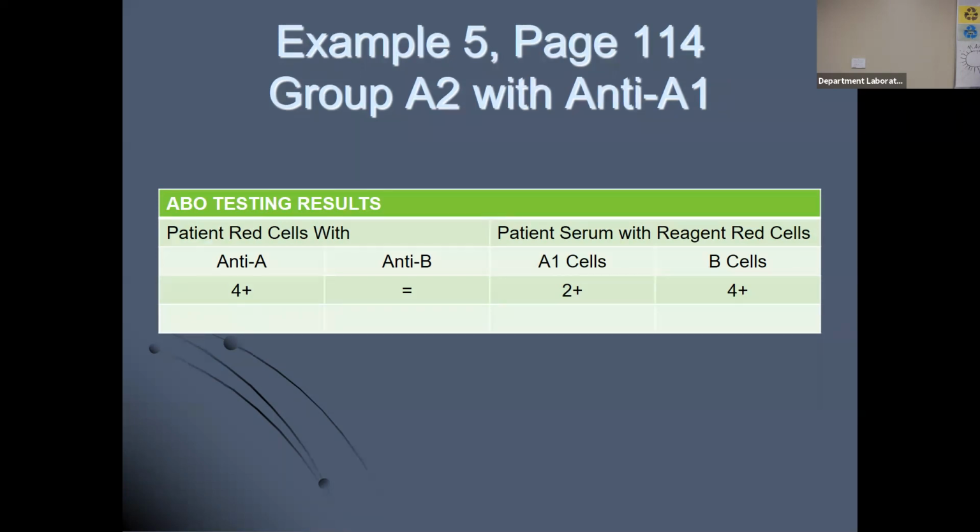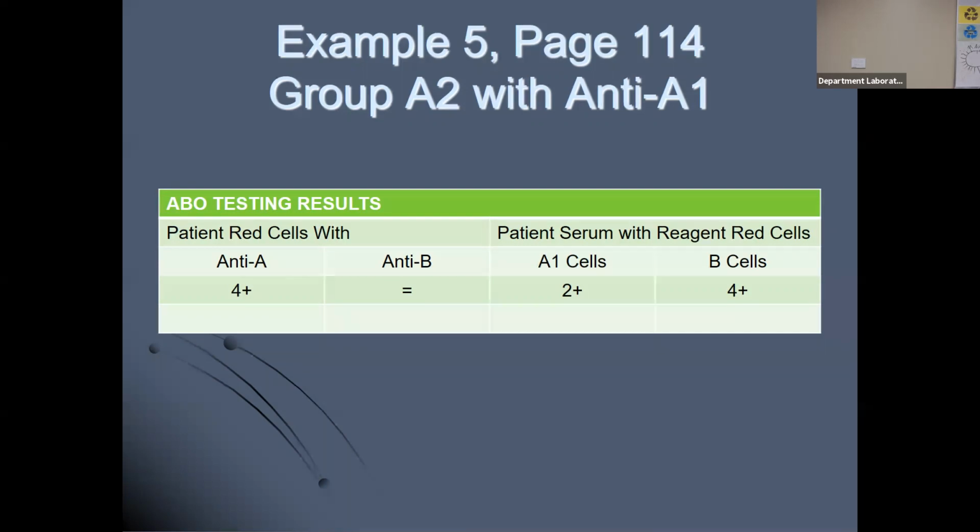All right. So if you run A1 lectin and you get a negative reaction, what does that tell us? Is your patient A1 or not? A negative reaction with A1 lectin tells us our patient is not A1. They are a subgroup of A. Okay. What type of reaction do you expect with A2 cells?